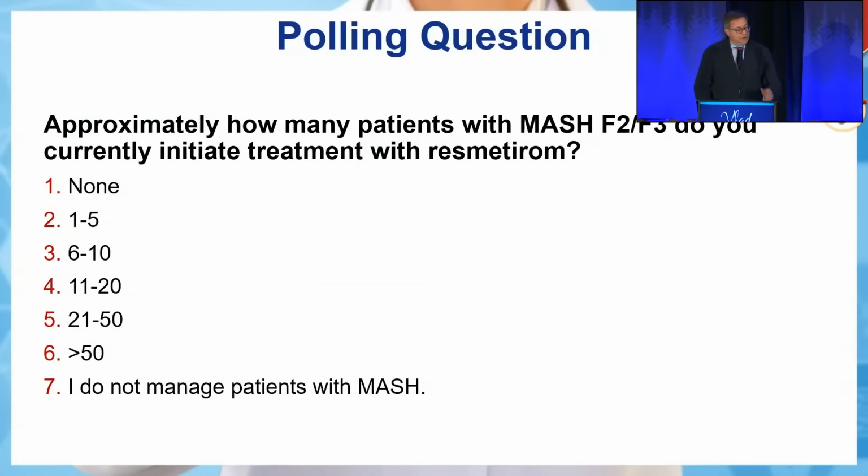So this brings us to the question of how many patients you would thus identify with steatohepatitis and stage 2 or 3 fibrosis. In how many of these patients would you currently initiate treatment with resmetirom, now that we have this treatment available in clinical practice?